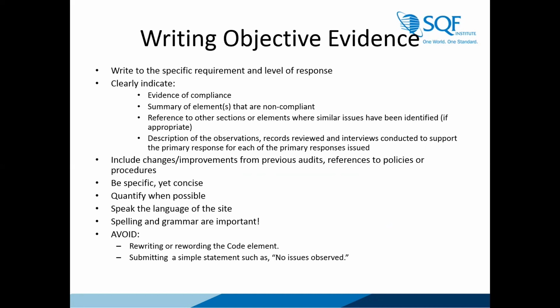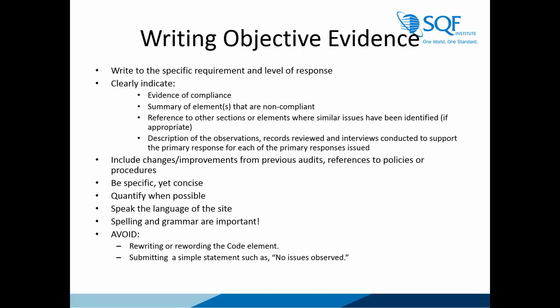So when you write it, you have to write it to the specific requirement of the code. So make sure, and I'll use food safety as an example, if I'm writing something to the metal detector or foreign material, then I'm writing it to that particular requirement. I'm not going to write it to some other requirement, because that's just going to cause confusion on all parts. And then also write it to the level of the response. So if it's a major nonconformance, write it as a major nonconformance. If it's a minor, or even if it's in compliance, write it to the level of that response. So that's very important to do.